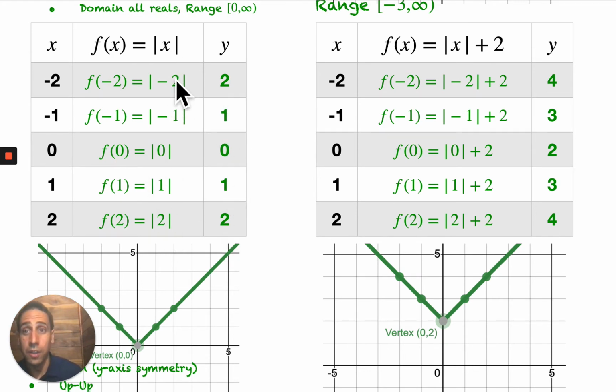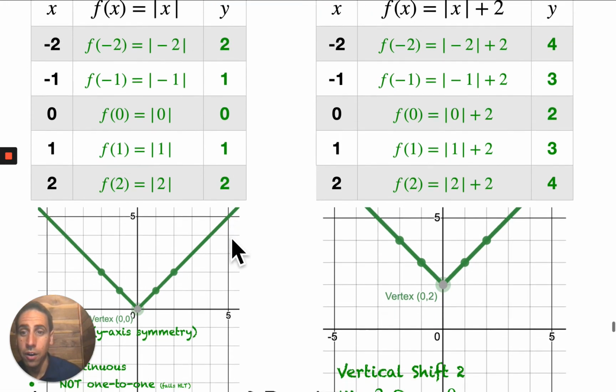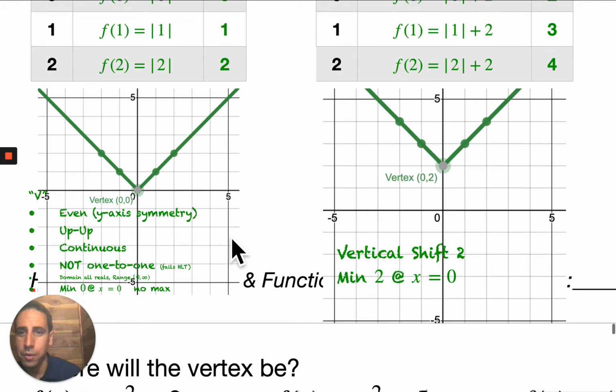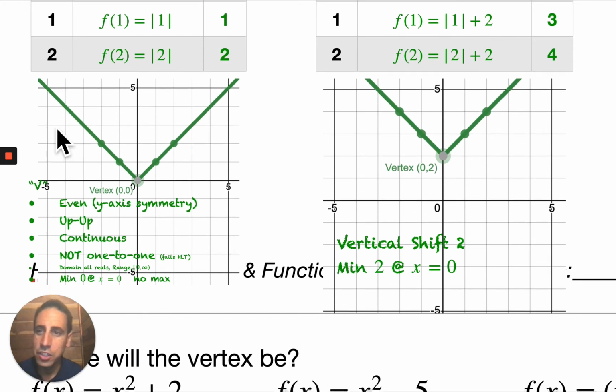So if the rule is take the absolute value of the input, then this is what the outputs are. Each row corresponds to a point, and when you graph them, this is what it looks like. The shape of this, we'll call it a V, and it has even symmetry. It is an even function because it has y-axis reflectional symmetry right here. It is continuous. It is not one-to-one. For the same reason, it fails the horizontal line test.